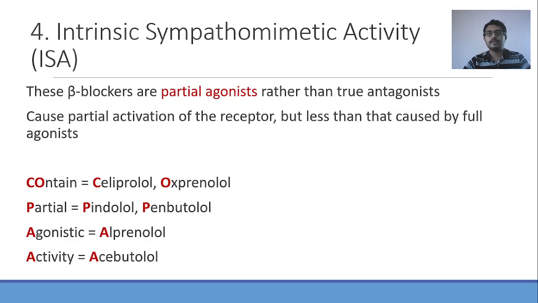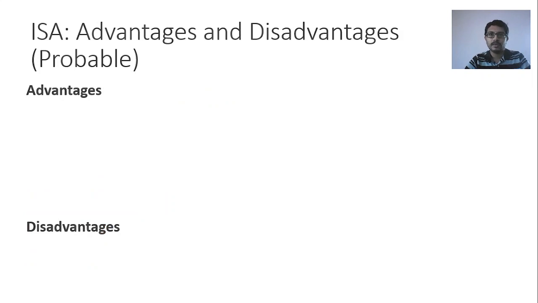So these are the beta blockers which have intrinsic sympathomimetic activity. Now the exact outcomes of the intrinsic sympathomimetic activity, whether it is beneficial or harmful, are not exactly known. The advantages and disadvantages are only proposed. All these are probable advantages and probable disadvantages. So what are the probable advantages?